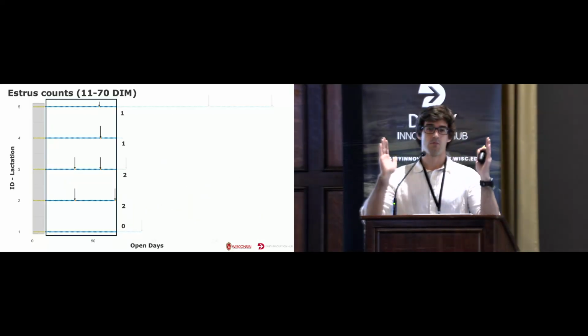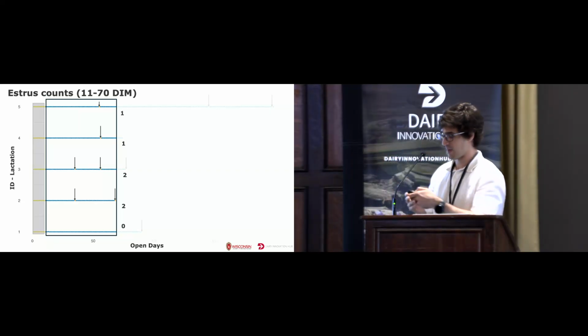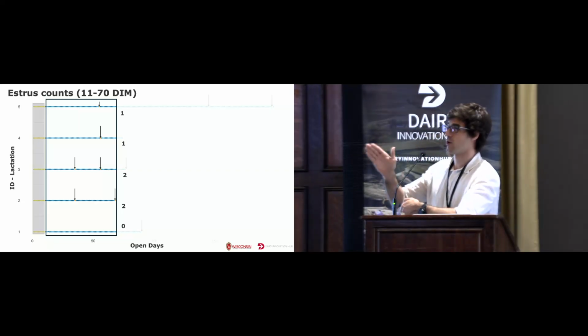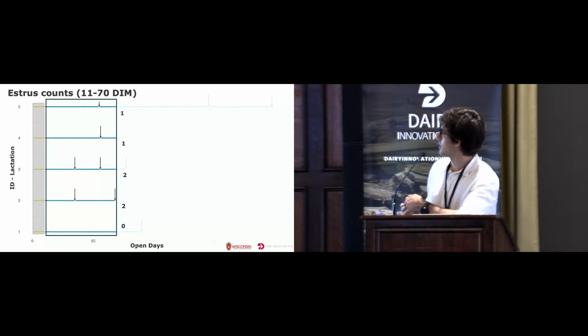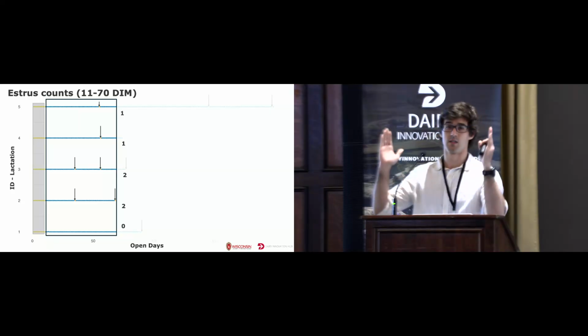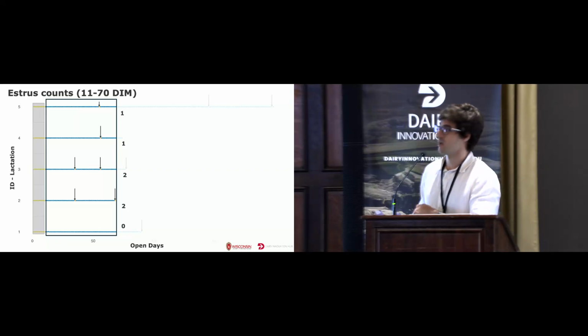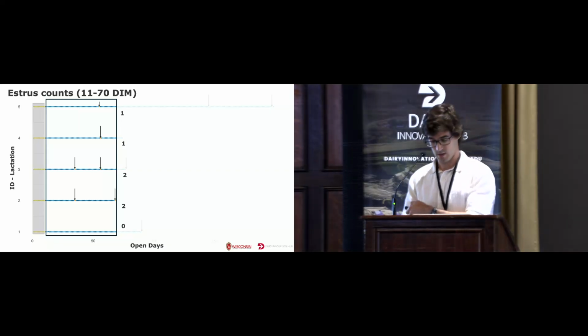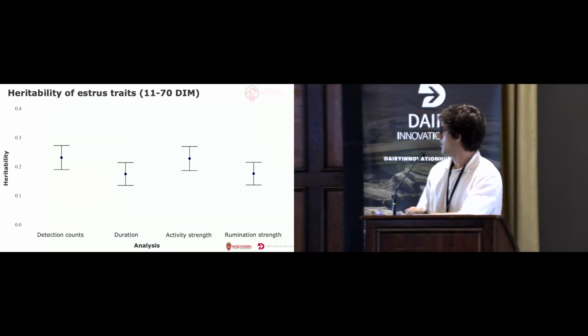Finally, before we were talking about heritability within 21 days in milk. This is exactly the same, but now we are looking at whatever is going on between 11 and 70 days in milk. First, you can count for each animal the number of events, estruses, that you can detect in this interval. You can also extract the average duration, activity strength, and rumination strength, and use that as a trait.